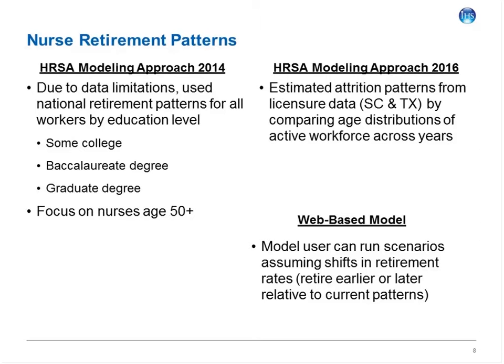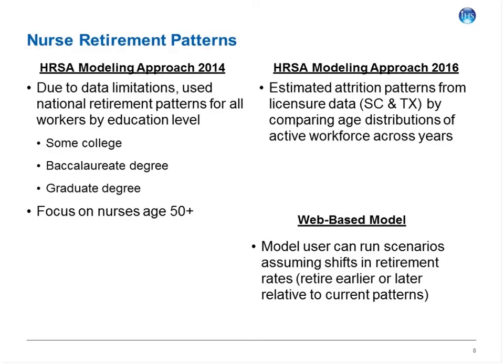By education level. One of the things we're doing now for the new work that we're doing is using data from a number of states that have provided licensure data. And right now, it consists of South Carolina and Texas, but we have several other states that have indicated that they will be providing their licensure data. And what we've done is we've looked at how the age distribution of the nurse workforce changes from year to year, and among those older workers, how many nurses would there have been if nobody retired, compare that to how many there actually are, and we can actually calculate attrition patterns by individual nurse age.